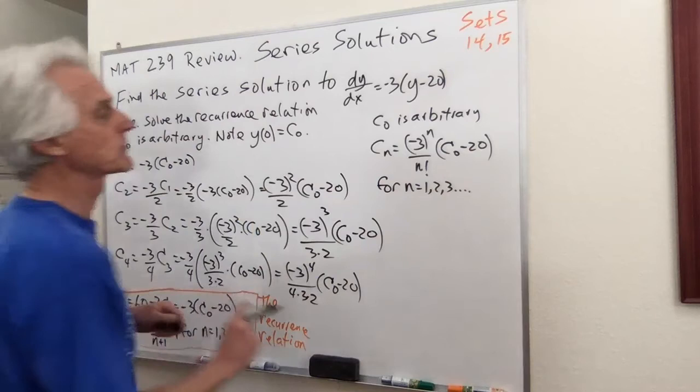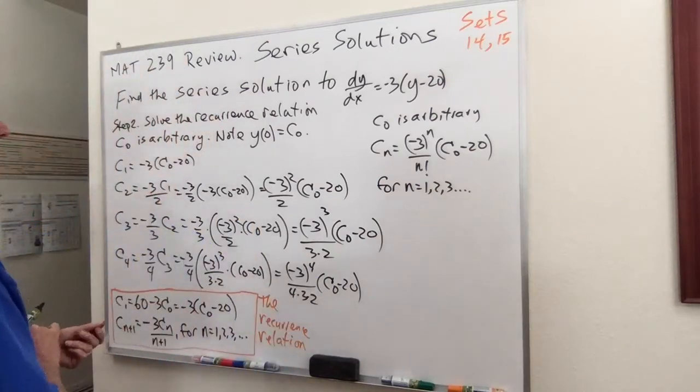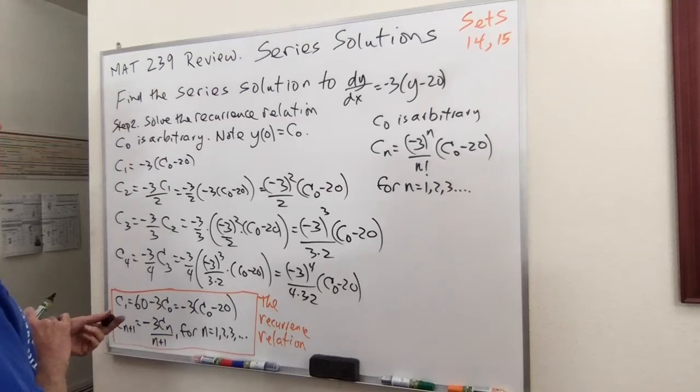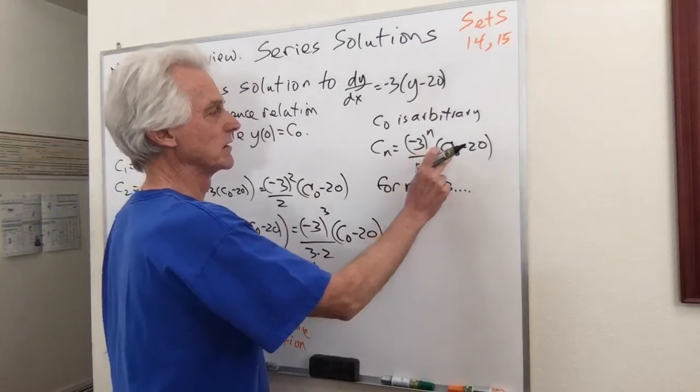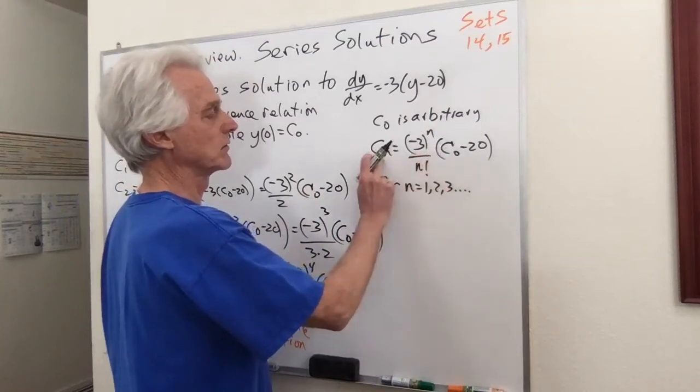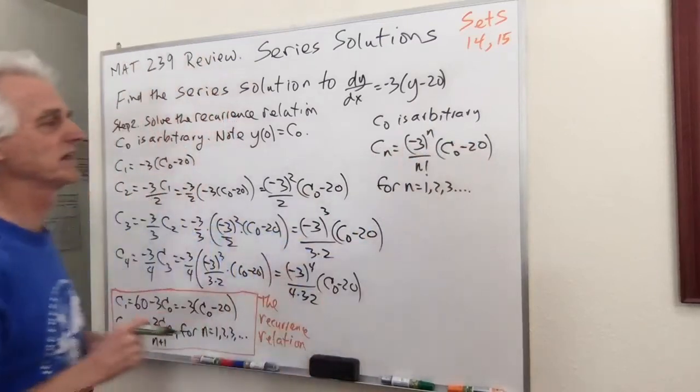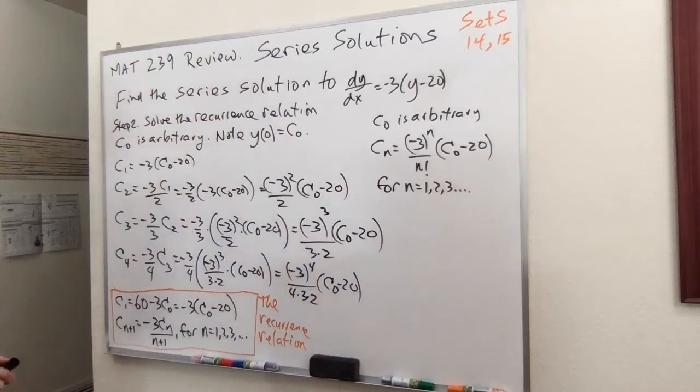Okay. Does it work for C0? Minus 3 to the 0 is 1. 0 factorial is 1. Okay, C0 is C0 minus 20. I don't think it works. It just works for n equals 1. Okay?